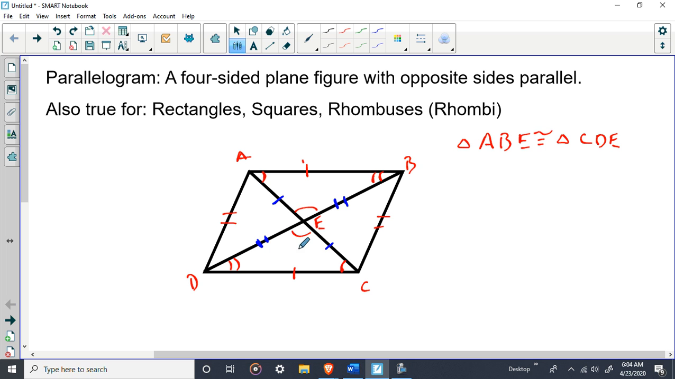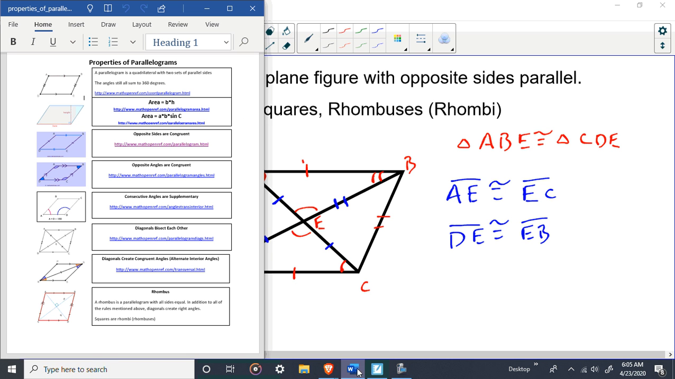But also, if we look the other way, these two triangles are congruent as well, okay? So again, your diagonals are going to bisect each other. They're not congruent to each other, but AE is congruent to EC, and DE is congruent to EB. All right. Diagonals bisect each other, and we said congruent angles as alternate angles. That should be enough to get you guys started.